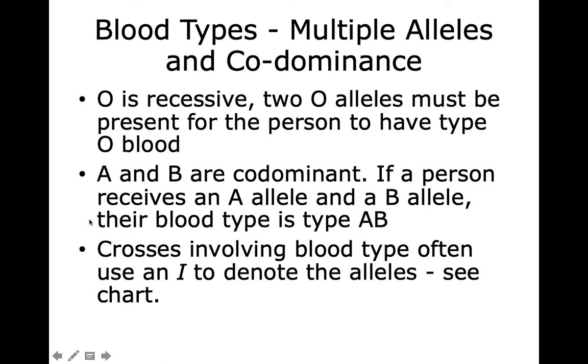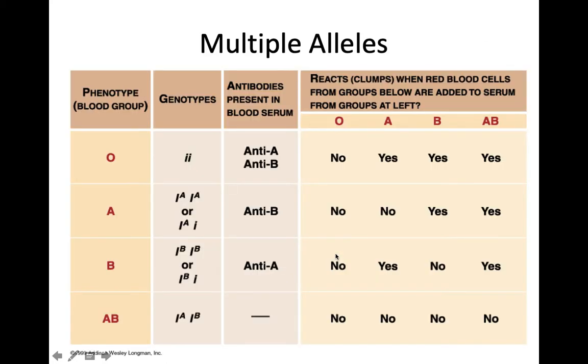A lot of times we'll show crosses involving blood type using the letter I, just to denote where the allele is. Why exactly, I'm not sure, but sometimes it looks like this. So we'll say the phenotype is the blood type that you would show, and your genotype is often shown with I's like this. In fact, we'll do the O with a lowercase i. And then you put the letter, say if you're type A, as a capital letter on a capital I, just to hopefully make it easier to understand.